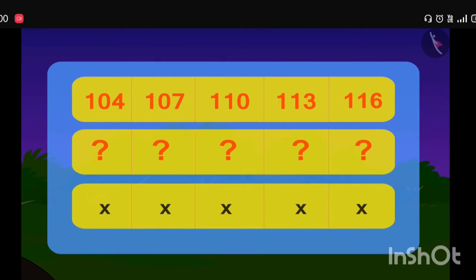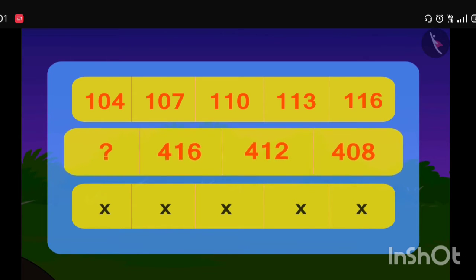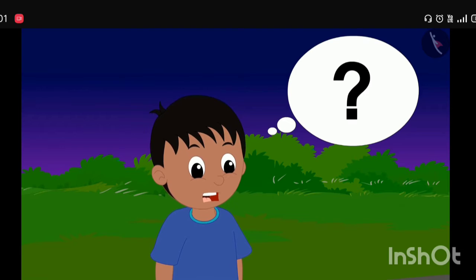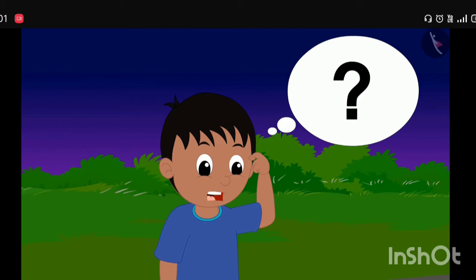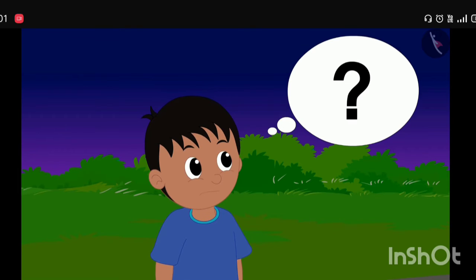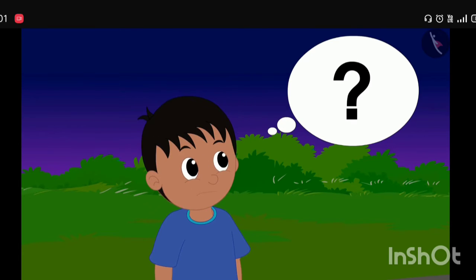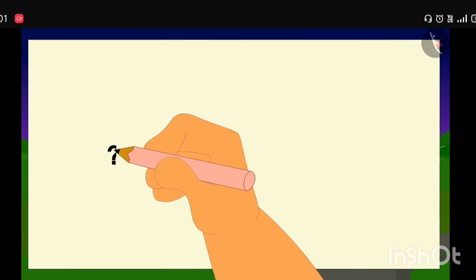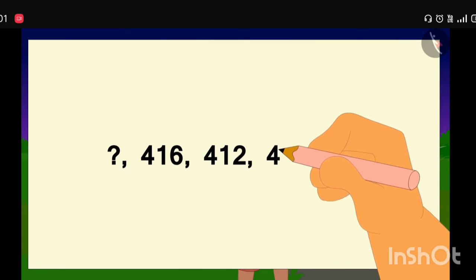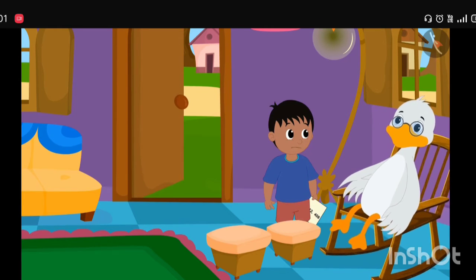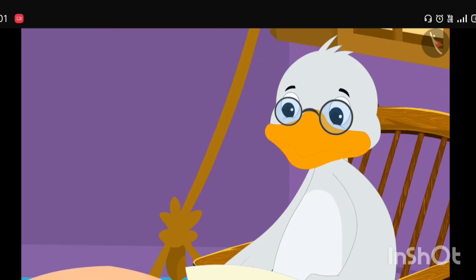Let's see what is the next code of the alien. The next code given by the alien looks something like this. I cannot add any of these numbers using Batak Uncle's trick. I have to go back to Uncle again. Raju once again wrote the code on a paper and ran off to Batak Uncle.